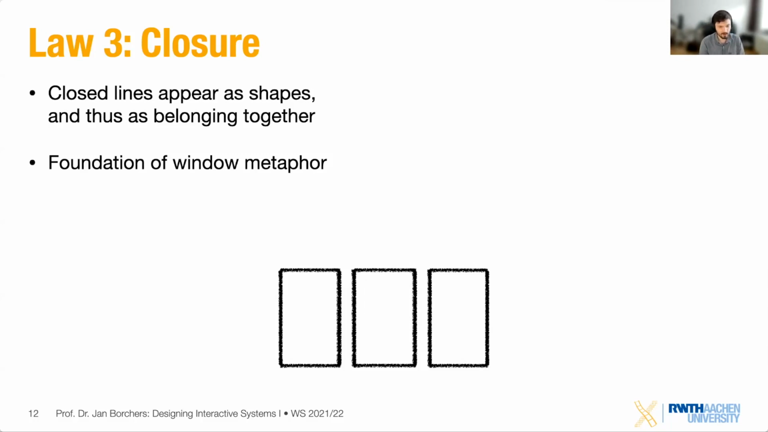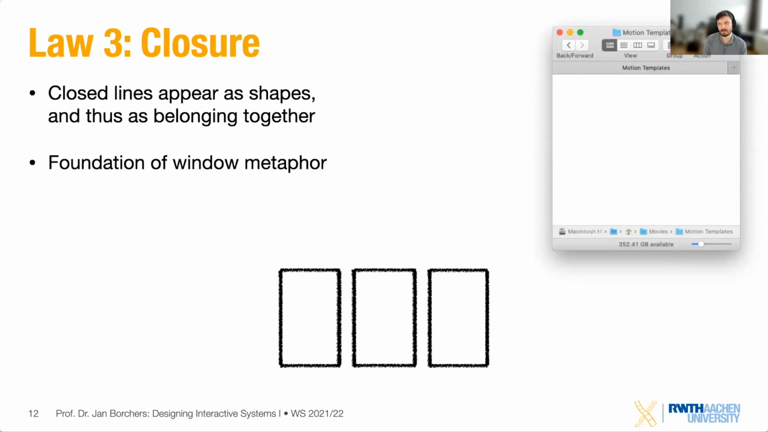And this is more or less what we always use in our operating systems. We have windows in our operating systems which are more or less just built up of 4 lines, and the fact that they are forming this shape, we perceive them as being one thing, as one window, as one entity.